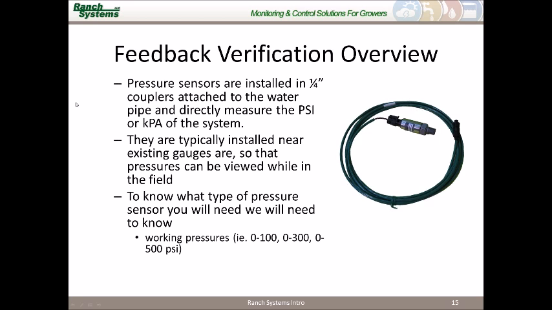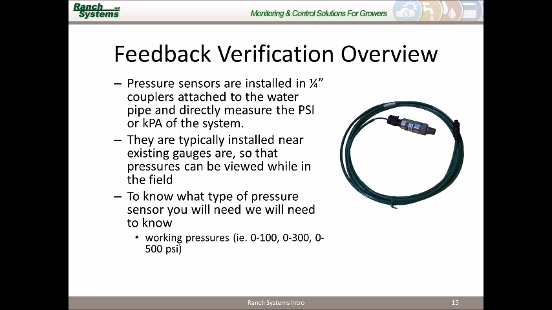The other thing we talked about are pressure sensors. This is a pressure sensor with the sensor cable coming off of it. You'll see that we have a male pipe thread, and this is a 1/4 inch male pipe thread. It's very similar to the gauges that you have out in the field, the visual gauges, except it doesn't provide the visual output. This is merely an electrical signal. And this can correlate to the PSI or the kPa of a system.